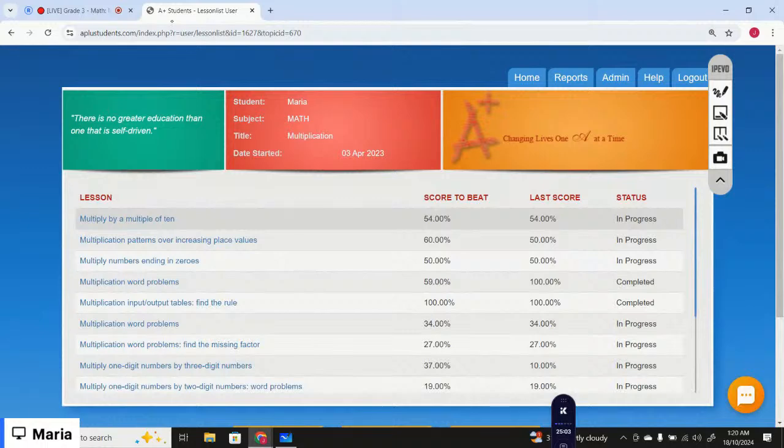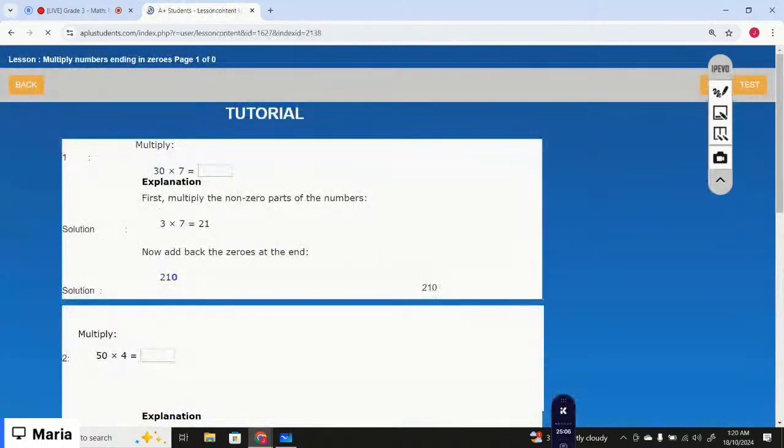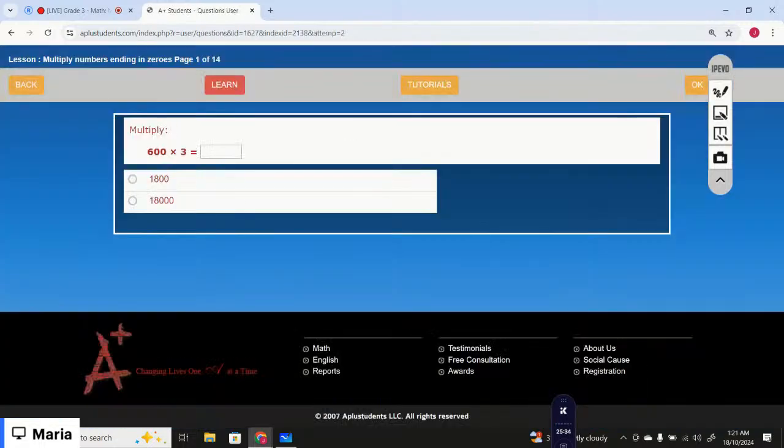Multiply numbers ending in zeros. Let's just start with the lesson. 30 times 7. So you have to do the same thing. Multiply the non-zero portion, that is 3 times 7. 3 times 7 is 21. Then you need to add the 0 from the 30, right? So that makes it 210. Let's just start with the test questions.